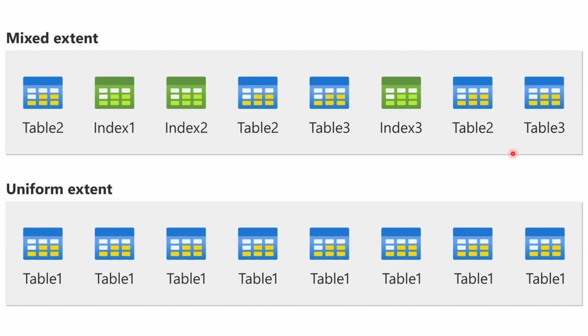But in a uniform extent, this type of extent contains pages from a single object, either all data pages or all index pages. For example, a uniform extent might contain 8 data pages from the same table. You can see here in the uniform extent, all pages are from table 1 only. Now we can come to the next slide.